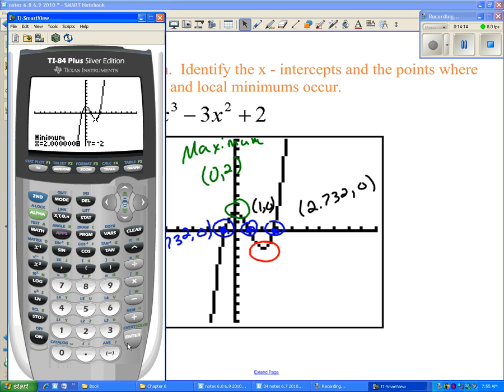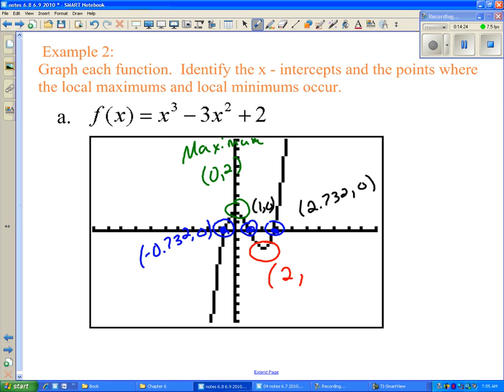Yes, it's 0.0000008, but that's the calculator having round off problems, and so that point is the point 2, negative 2. So using my calculator, I found my 3 intercepts, my maximum and my minimum. So if I was graphing this, it'd be a lot easier for me to plot all those points and have it be a more exact graph. Let's try another example.